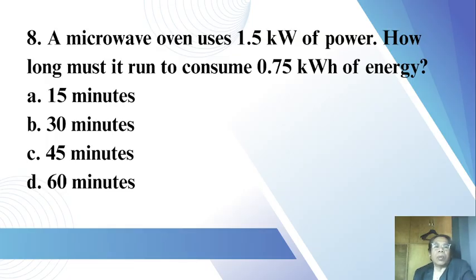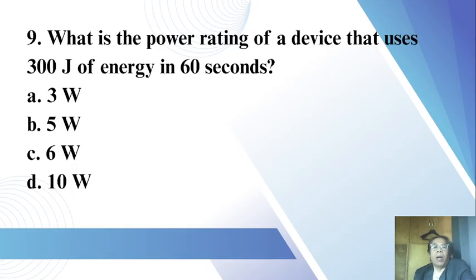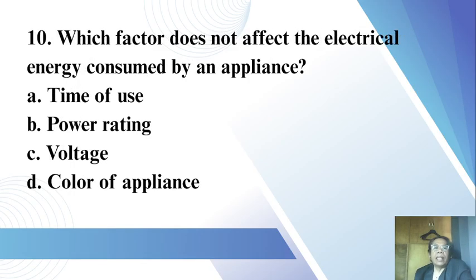Number 8, a microwave oven uses 1.5 kilowatt of power. How long must it run to consume 0.75 kilowatt hour of energy? A, 15 minutes. B, 30 minutes. C, 45 minutes. D, 60 minutes. Number 9. What is the power rate of a device that uses 300 joules of energy in 60 seconds? Letter A, 3 watts. Letter B, 5 watts. Letter C, 6 watts. Letter D, 10 watts. Number 10. Which factor does not affect the electrical energy consumed by an appliance? Letter A, time of use. Letter B, power rating. Letter C, voltage. Letter D, color of appliance.